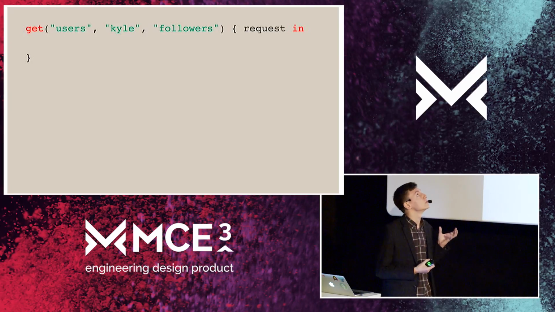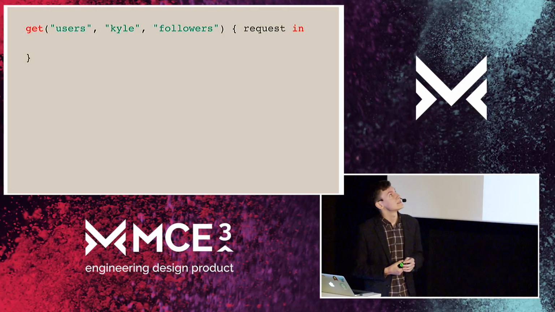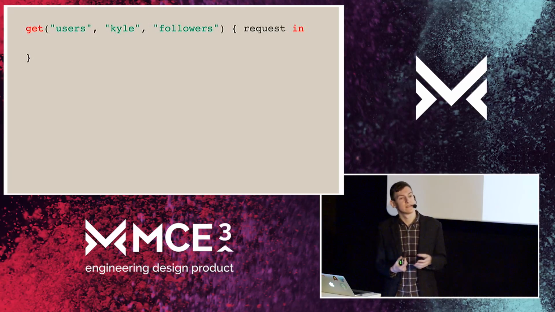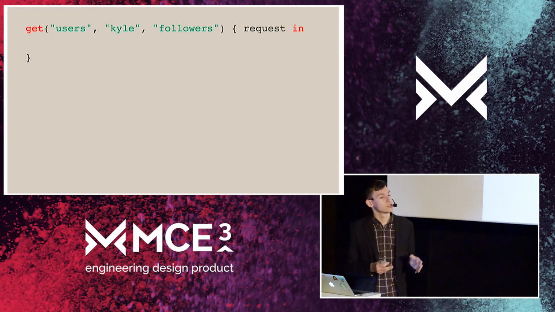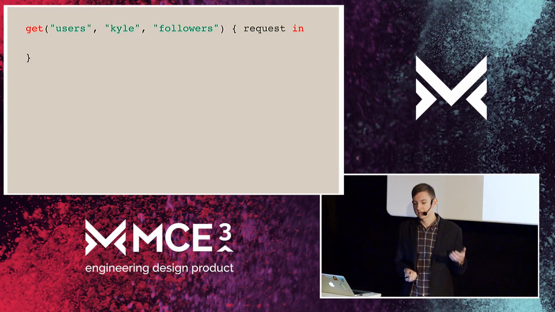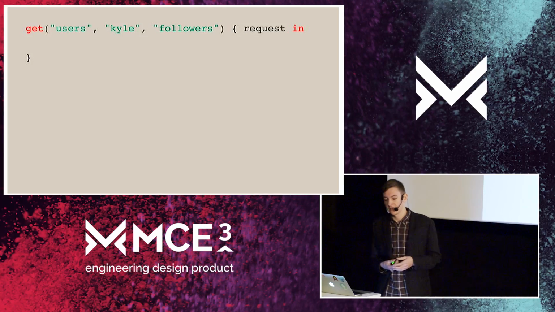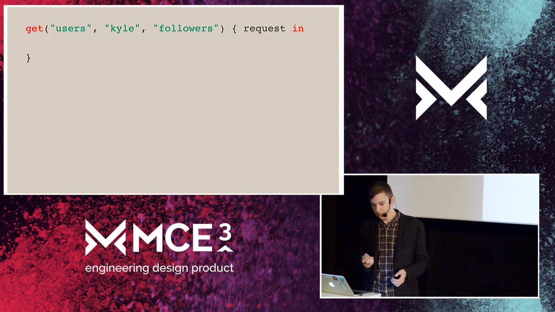So we can define a route using the HTTP method, which is basically a function in Swift, get. And we can pass it 3 strings as arguments, users, Kyle, followers. And then we have this closure, which is handled for that request. Now, what happens here is that these 3 arguments are translated to a path. So /users/Kyle/followers would be the path. And every time someone requests that URL on your server, this callback will be run. And you can return a response.